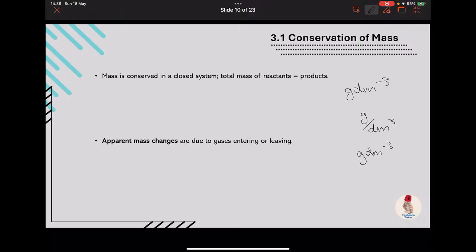Now, in a closed system, mass is conserved. So if a reaction takes place under a closed system, the moles at the start of the reaction and at the end of the reaction are going to be identical. And the total mass of reactants equals total mass of products. The only time this does not occur is if it is not a closed system, and these changes in mass could be due to gases entering or leaving the system, such as if you have a gas that forms and it leaves, the mass of the gas syringe will be less.